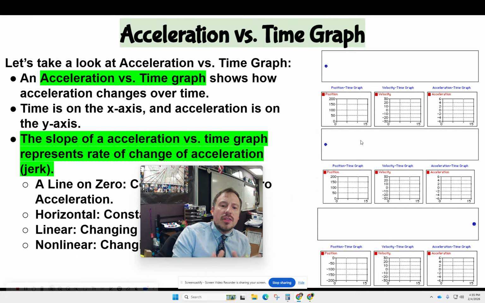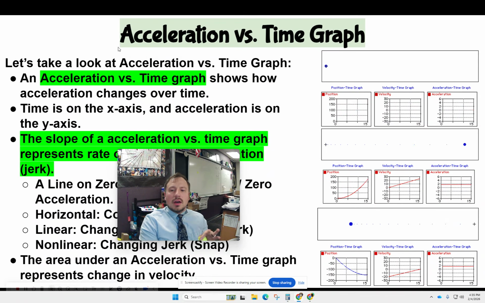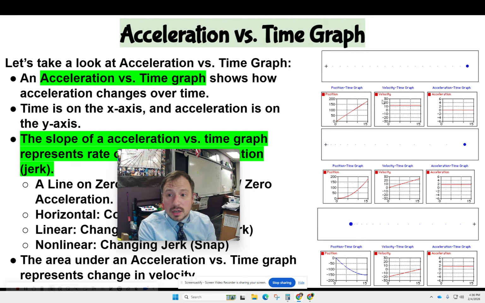You can see here these are not isolated. If you have motion, you can graph position, velocity, and acceleration versus time. I have three different scenarios here. With the top one, traveling at a constant velocity, you can see the position, the velocity, and acceleration. The position versus time is a linear curve, meaning the velocity versus time graph is a horizontal line, and then the acceleration is on zero.